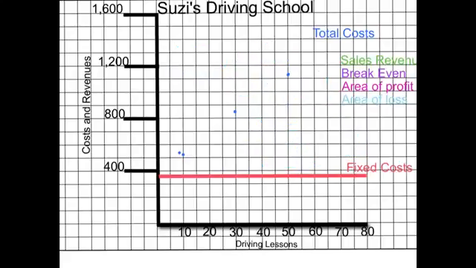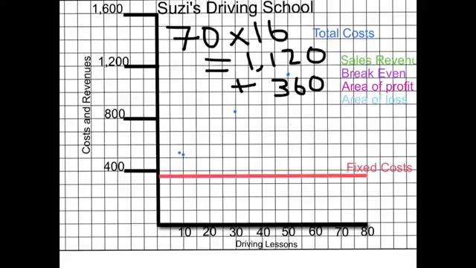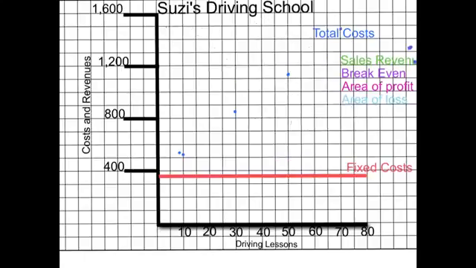And now finally, let's do that for 70 driving lessons. So the same process again. 70 driving lessons times 16, because it's 16 variable cost per lesson. That equals 1,120. Then we'll add on to that our 360, that's our fixed costs, to give us a total cost of 1,480. That's our total cost for 70 driving lessons. Let's plot that on the graph. You can see it appears here.